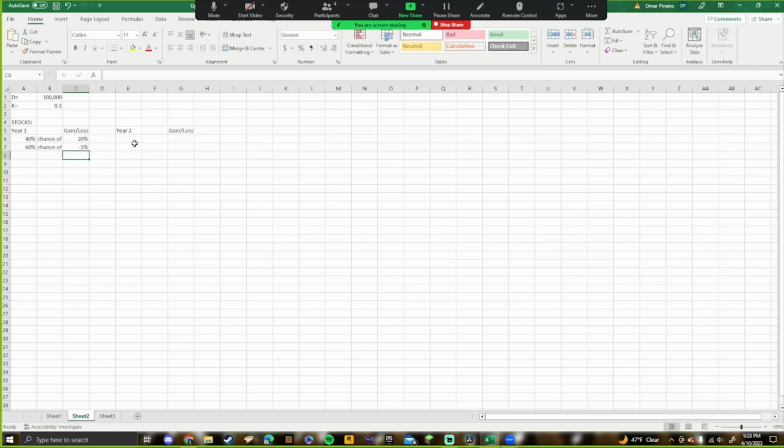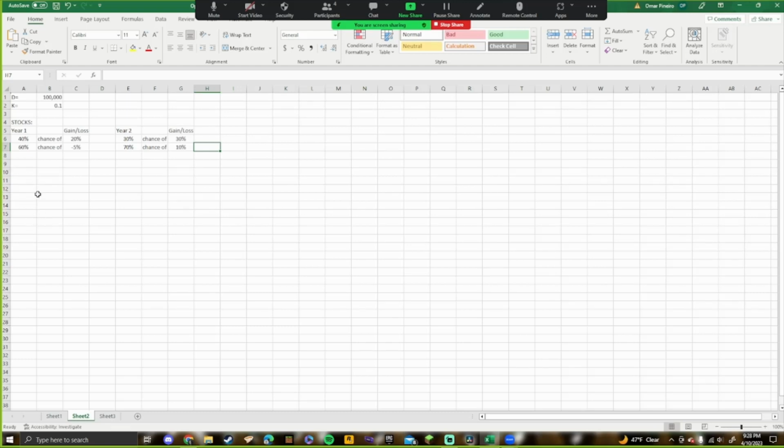Negative 5%. And now for year two, you have a 30% chance of a 30% increase. And then you have a 70% chance of a 10% increase. Now this one is still going to be positive because it's an increase. It's just a smaller increase. Make everything look pretty.